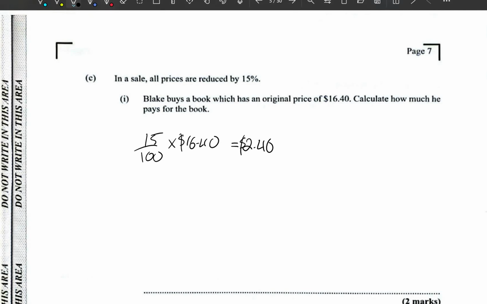Right, so let's see what is the price paid. It is going to be $16.40 minus that $2.46. So we're going to have 3, 1, that's 4, that's 5, 13 minus 4, that's 9. That's going to be $13.94.